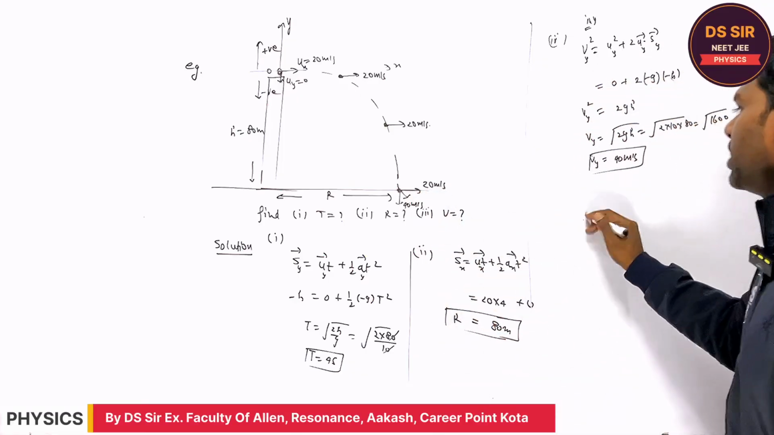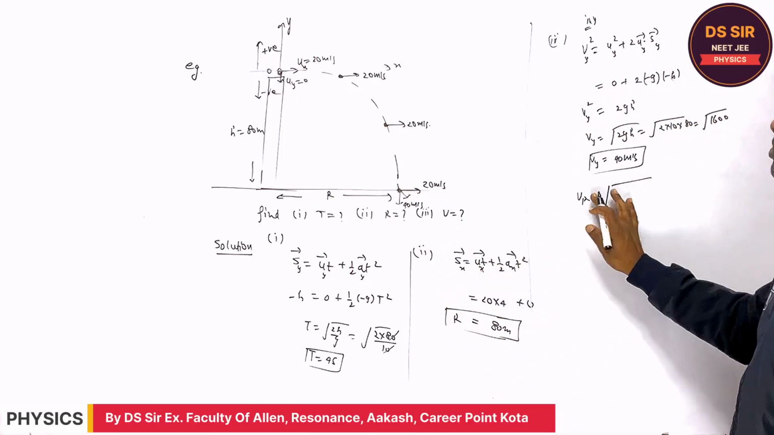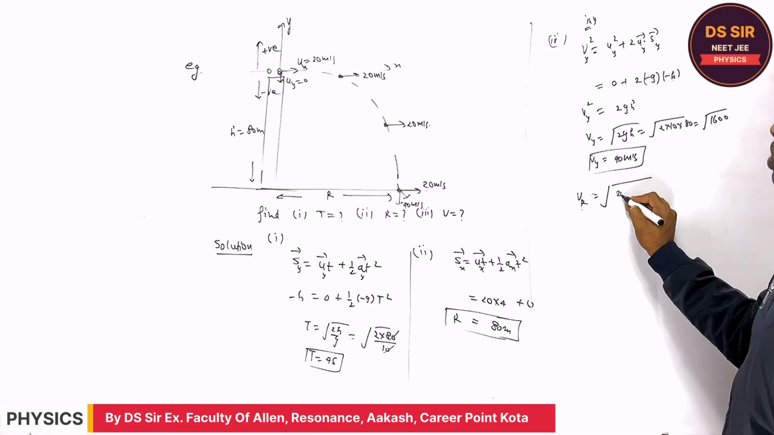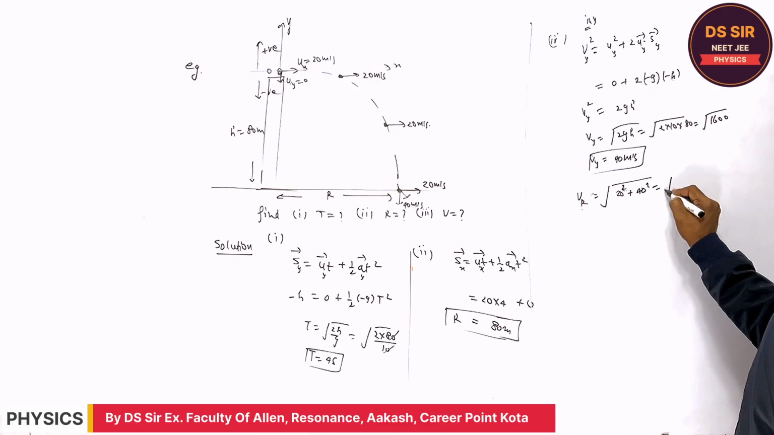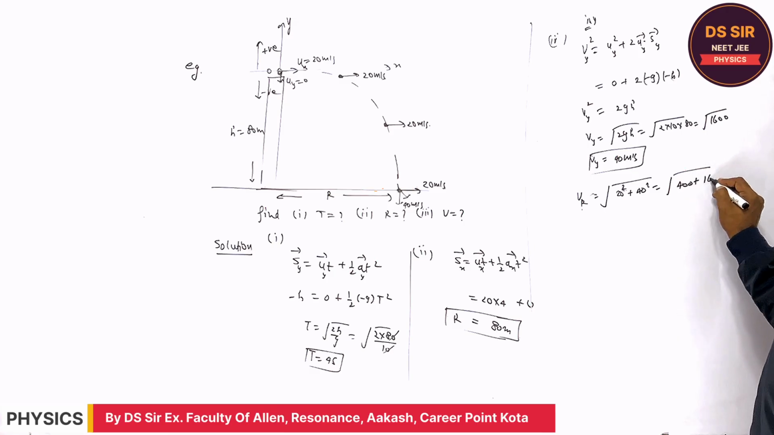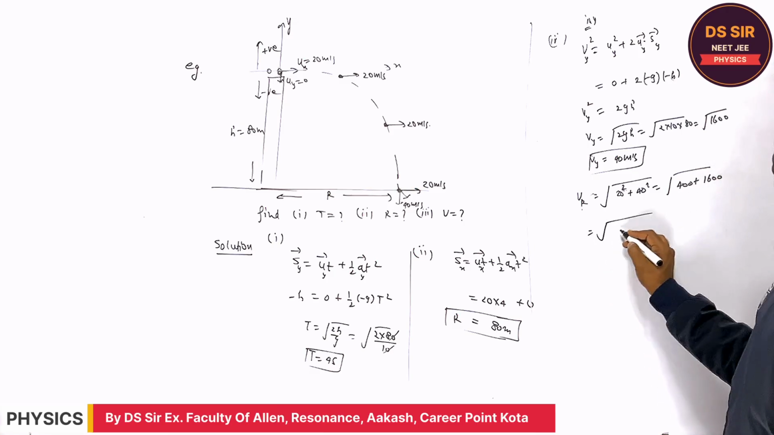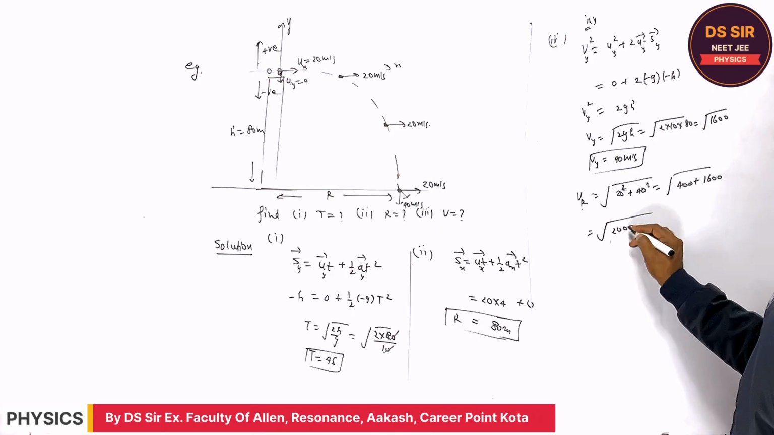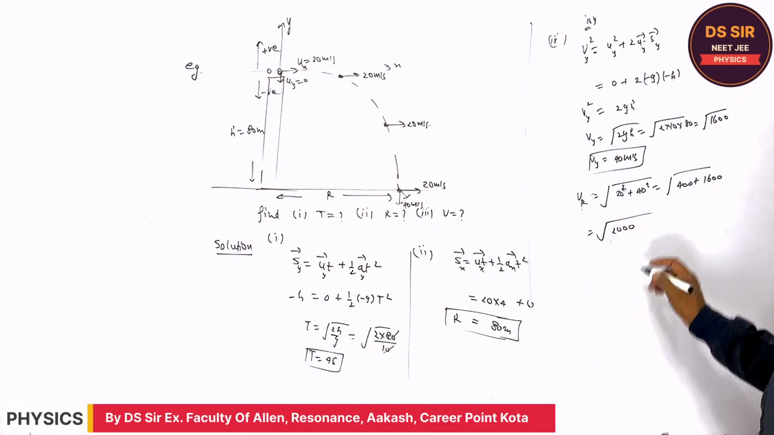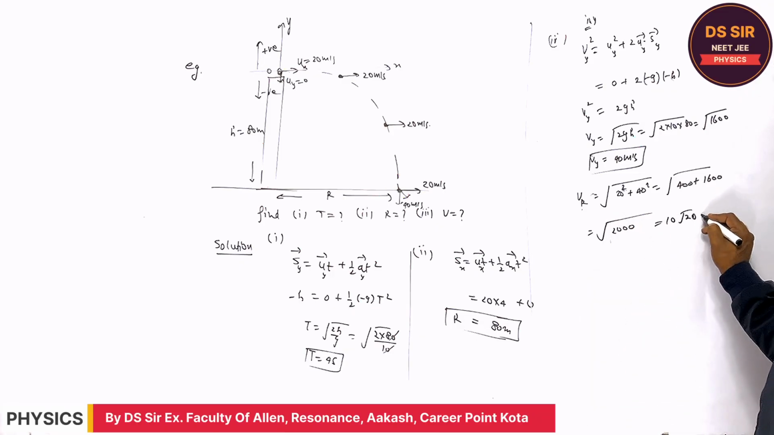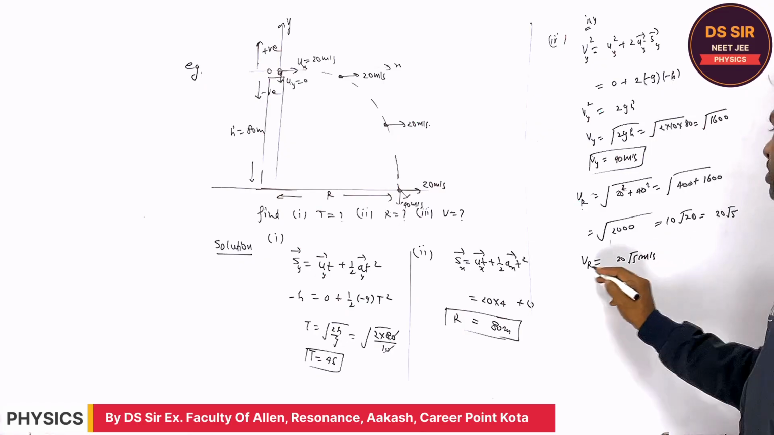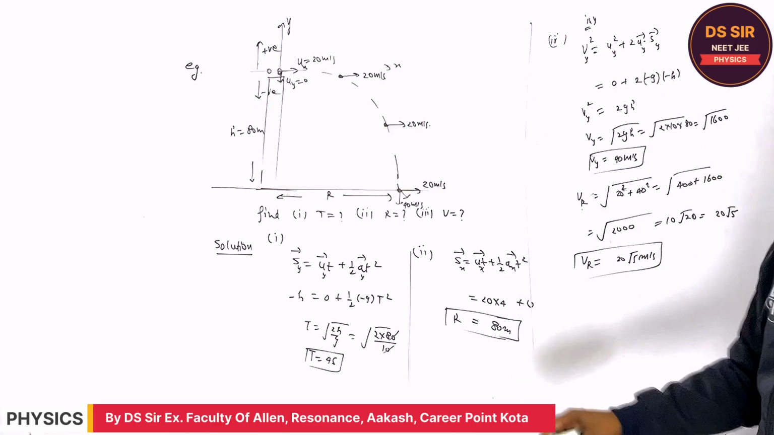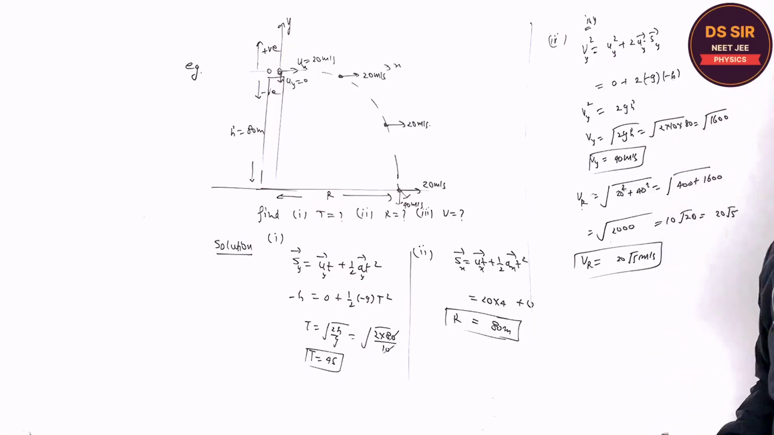So what will be the resultant velocity? The resultant velocity is root of ux square plus vy square, that is root of 400 plus 1600, which is root 2000, right? So it is 10 root 20, that is 20 root 5. So the resultant velocity is 20 root 5 meters per second. So this is the illustration for the horizontal projectile from the tower.